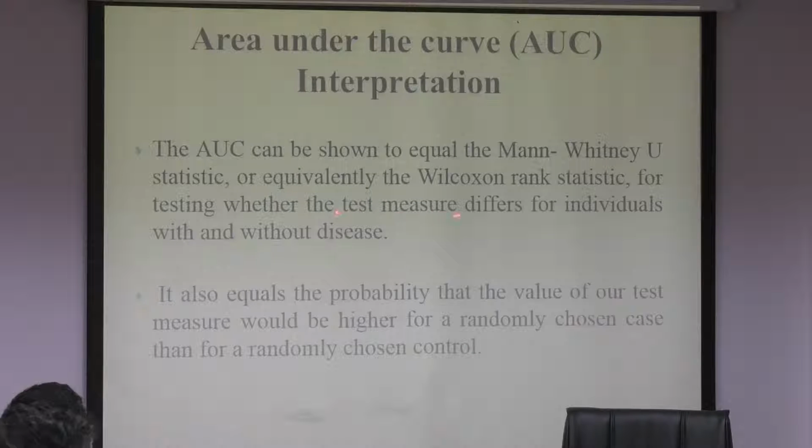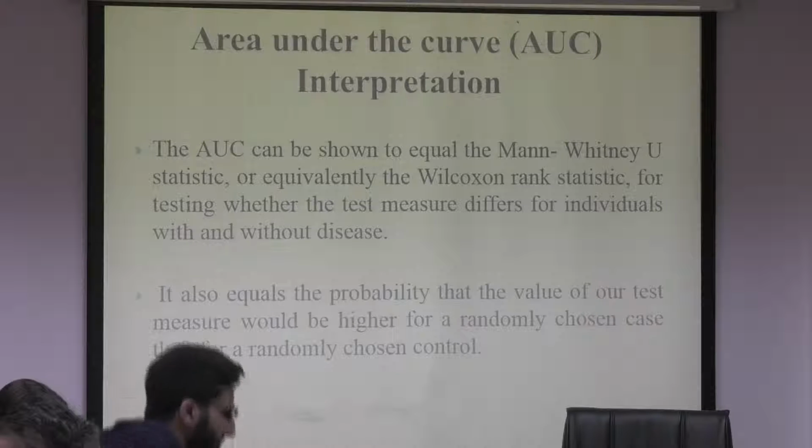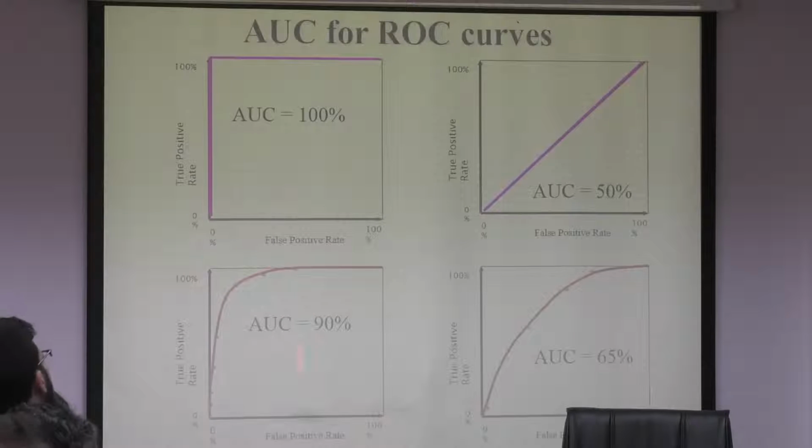It tests whether the test measure differs for individuals with and without the disease, the categorical variable, and the test measure is the continuous variable. It also equals the probability that the value of our test measure would be higher for a randomly chosen case than for a randomly chosen control. I will not go over this. So this is area under the curve.